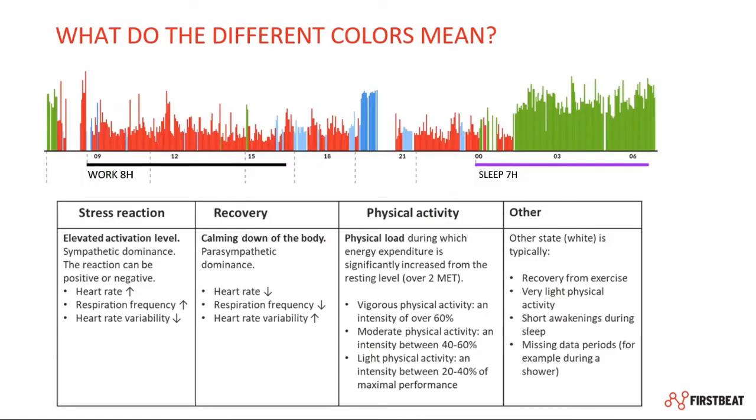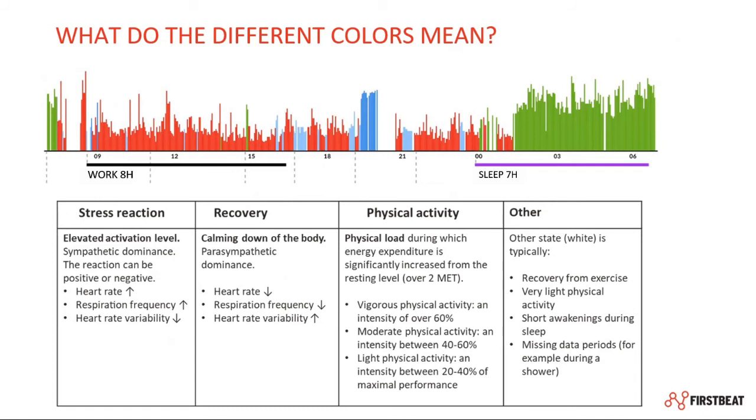Here is an illustration of what the different colors on the Firstbeat result mean. Typically, there is red and blue, light blue and bright blue and green colors there. Red color means stress reaction. It's that state where the sympathetic nervous system activation is dominant. It can be positive or negative, and that's a key thing to understand, that the red color is not a bad thing, but it just means that the activation is elevated for some reason.